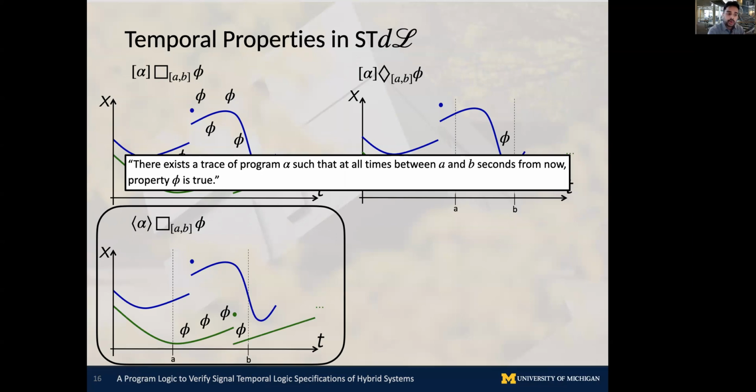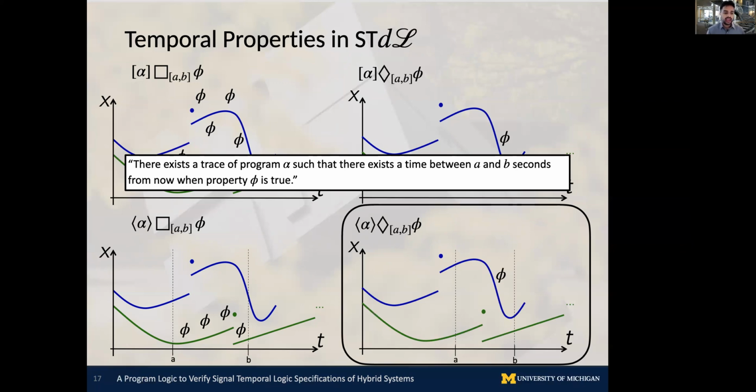Moving on to the program possibilities then, the first property we can express is diamond alpha, box AB phi, which says there exists a trace of program alpha such that at all times between A and B seconds from now, the property phi is true. The corresponding figure on the bottom left quadrant on this slide indicates one trace of alpha. In this case, it is the green trace, in which at all times between A and B, this property phi is globally satisfied.